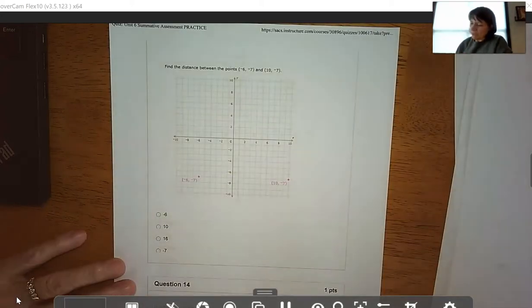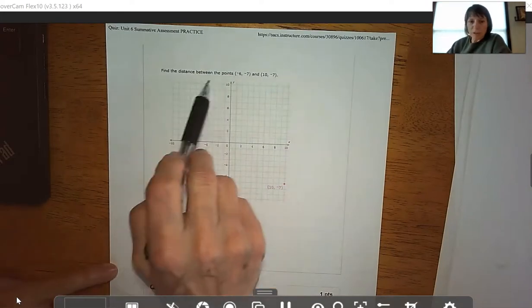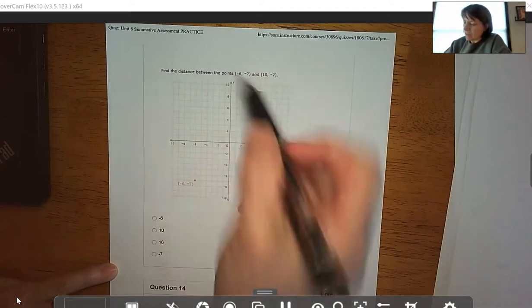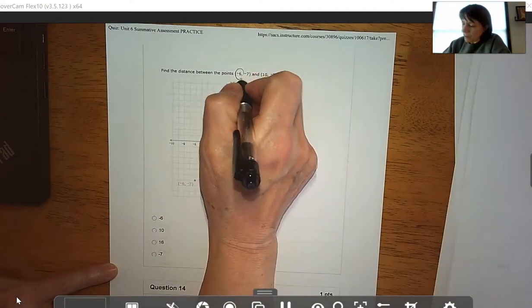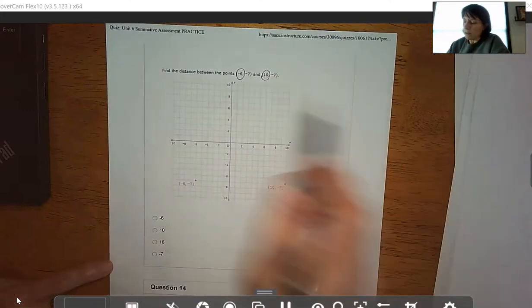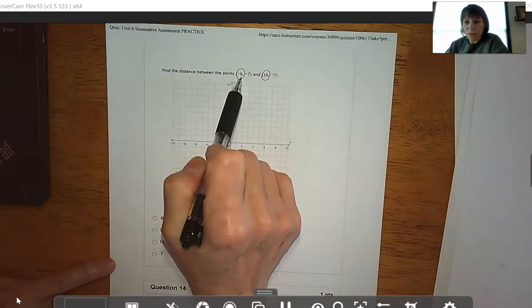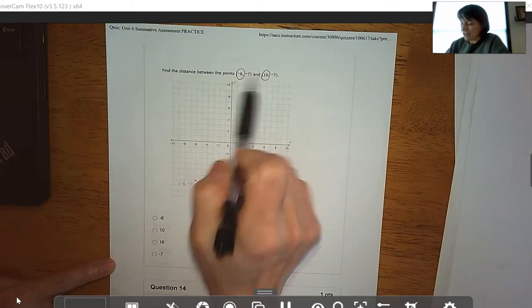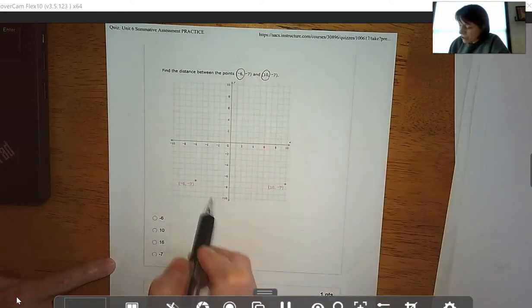Number 13 says find the distance between the points -6, -7, and 10, -7. So we know we're going to be looking at the difference between these two. And remember, distance is always positive, so we know we're going to take the absolute value of -6, which is 6, plus the absolute value of 10, which is 10. So 6 plus 10 is 16. And we can check that out here.